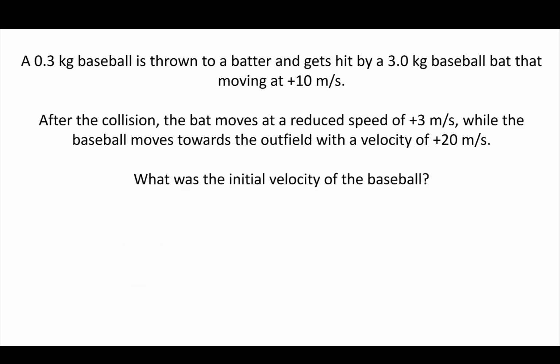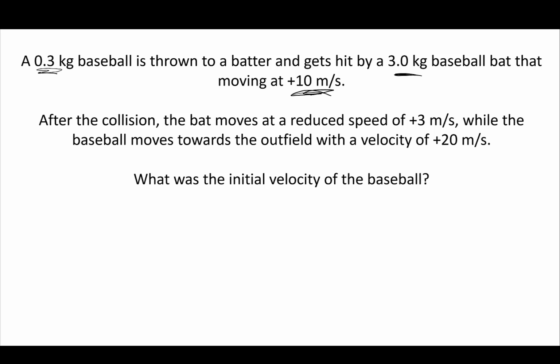Example number 3. We have a 0.3 kilogram baseball thrown to a batter, and it gets hit by a 3 kilogram baseball bat that was moving at 10 meters per second. So this is how fast the bat was moving, this is how heavy the bat was, the bat hit the baseball, and this is how heavy the baseball was. It doesn't tell us how fast the baseball was going at the beginning, but let's keep reading.